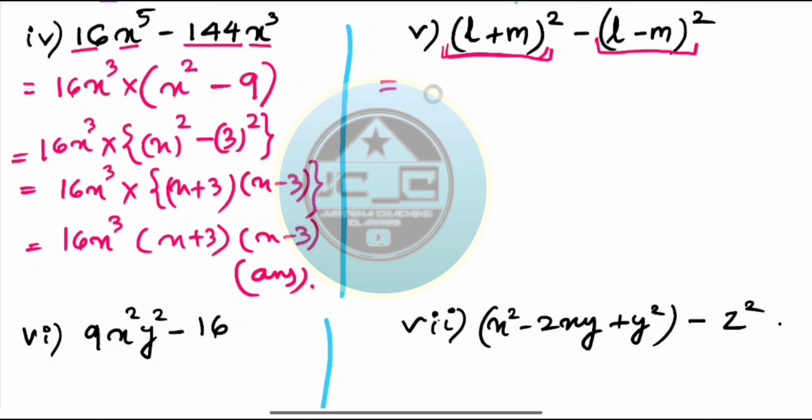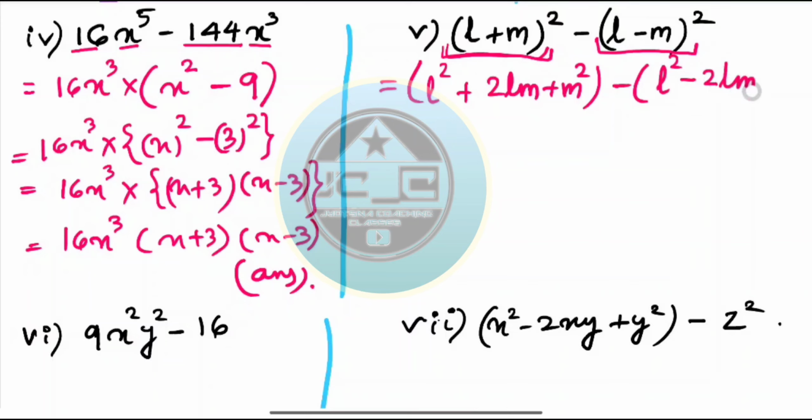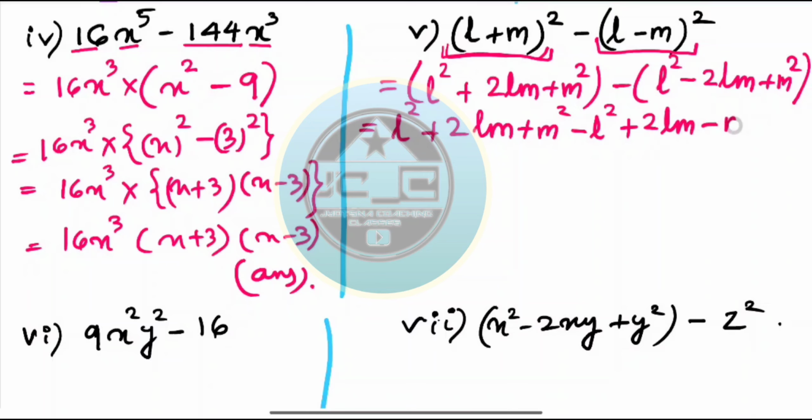L plus m whole square, as we know that L square plus 2lm plus m square, it is (a plus b) whole square, right? You put a bracket here, minus, by putting a bracket, L square minus 2lm plus m square. Clear? This is it. Now after removing the brackets, L square plus 2lm plus m square, here there is a minus, and for bracket removal, every sign will be changed. Minus L square plus 2lm minus m square.